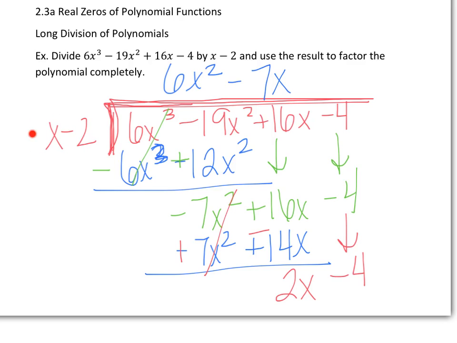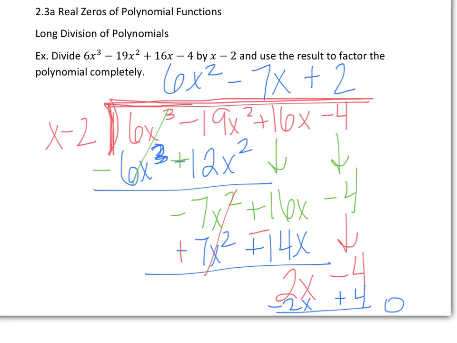Now I'm looking at what do I have to multiply by x to get 2x? It's going to be a positive 2. Multiply down. 2 times x gives me 2x. 2 times negative 2 gives me negative 4. Change my signs, minus and a plus. Combine those and get a remainder of 0. What we figured out here is basically a blank in our multiplication. We were trying to figure out x minus 2 times something gives me the 6x cubed. And that something is right here.